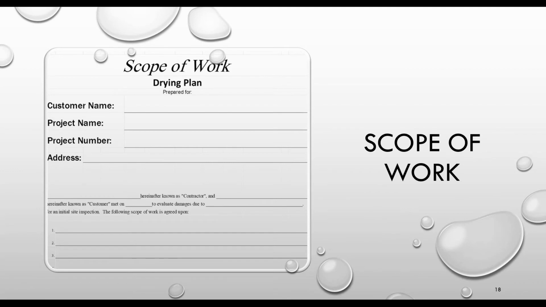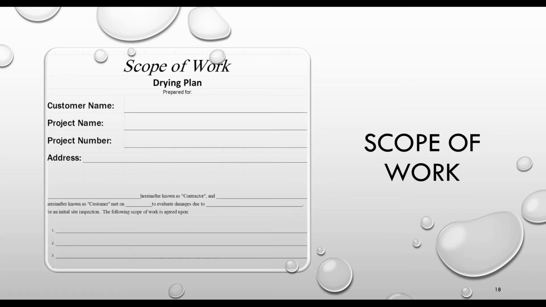So scope of work, and you notice underneath this in this slide, it has the words drying plan. Again, the ICRC says you must have a drying plan. If you've got in your contract or in your work authorization or your agreement with the customer that you're going to follow guidelines as set forth by industry standards or the ICRC or anything like that, then you need the word drying plans on this. In this particular scope of work, you've got, of course, the customer's name and the project name and address, and then you see the little blank line starting. And it says the following scope of work is agreed upon.